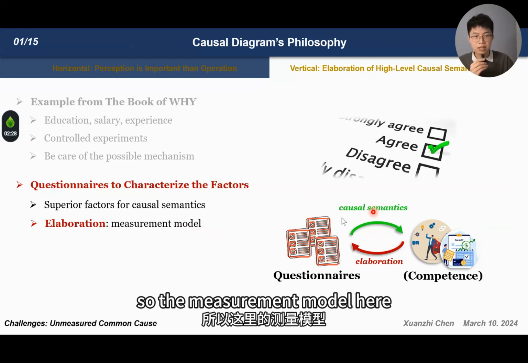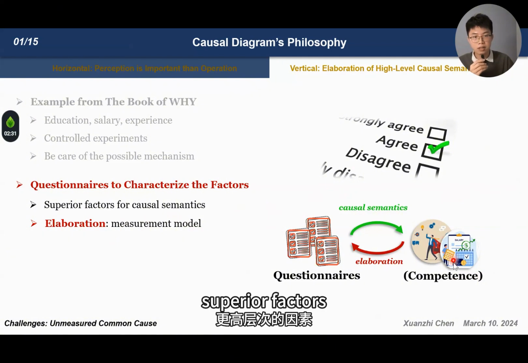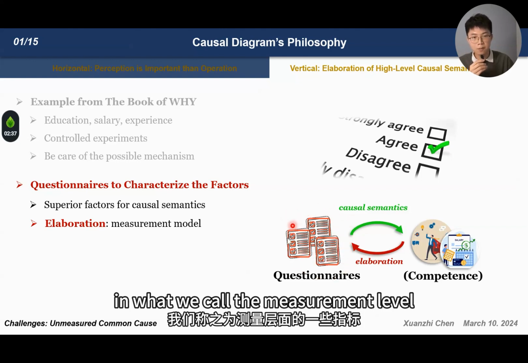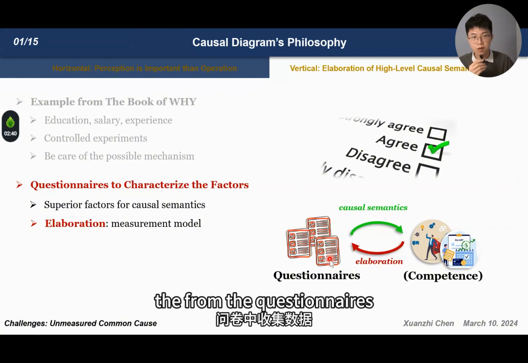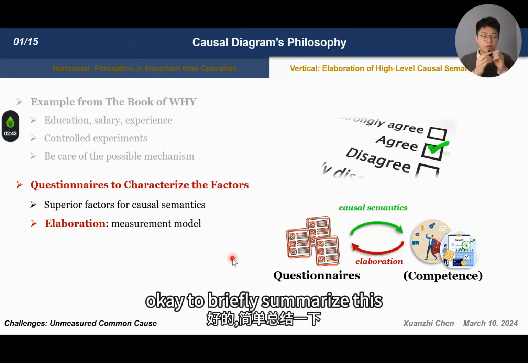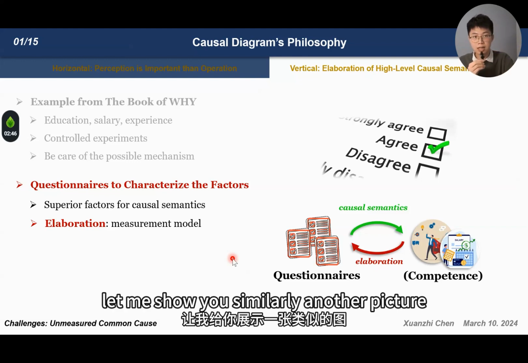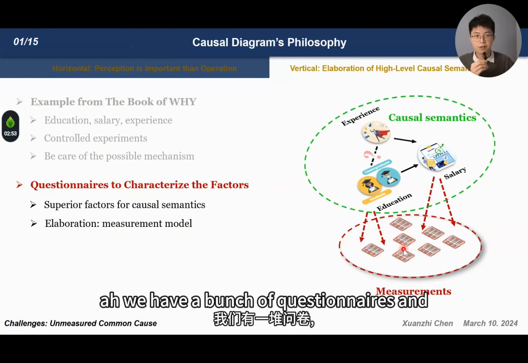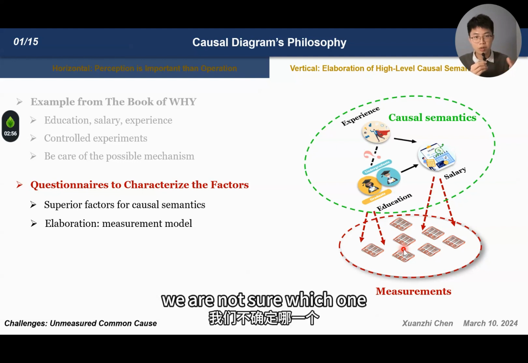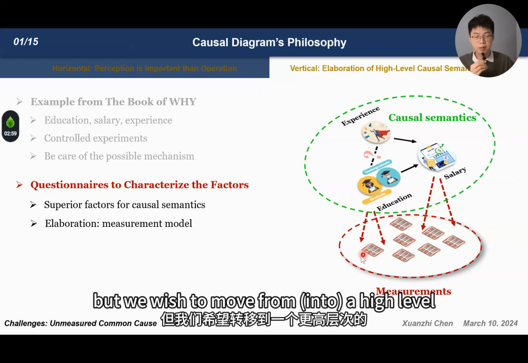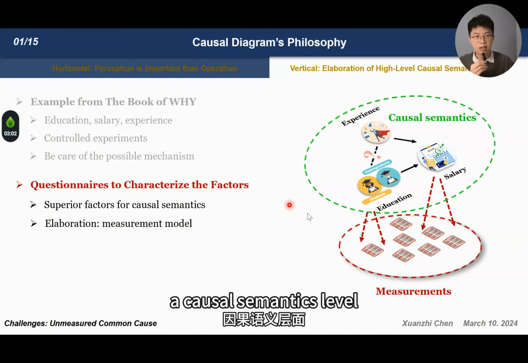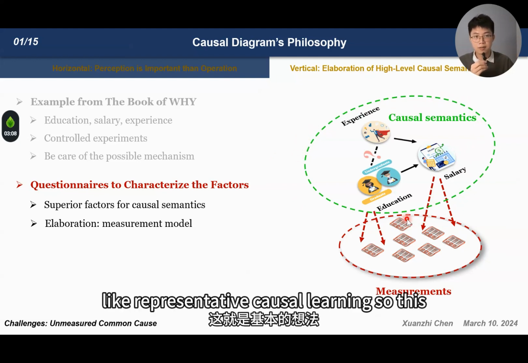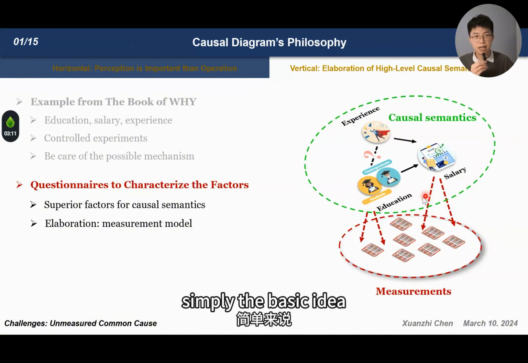So the measurement model here refers to these superior factors. We elaborate some indicators at what we call the measurement level, such as data you can collect from the questionnaires. Okay, to briefly summarize this, let me show you another picture. Notice that we are working on this measurement level. We have a bunch of questionnaires, and we're not sure which one should be bound to a specific factor, but we wish to move to a high level, a causal semantic level. And you probably get a sense if you have heard of something like representation causal learning. So this is similarly the basic idea.